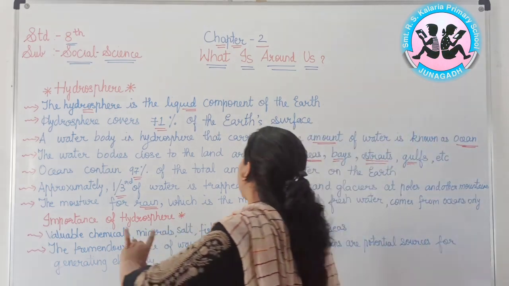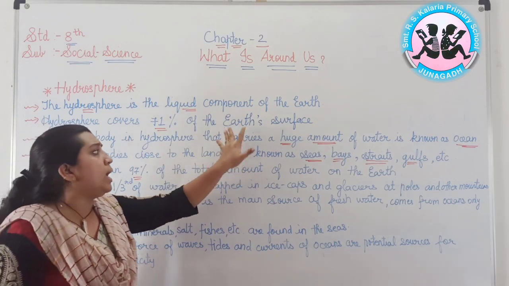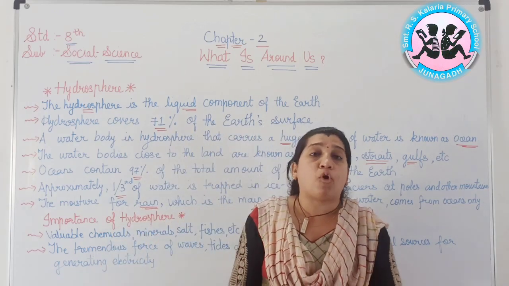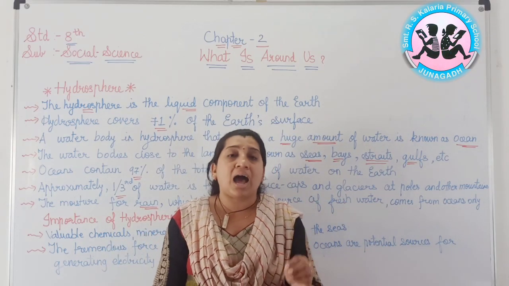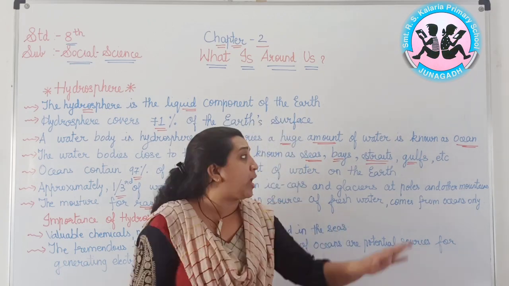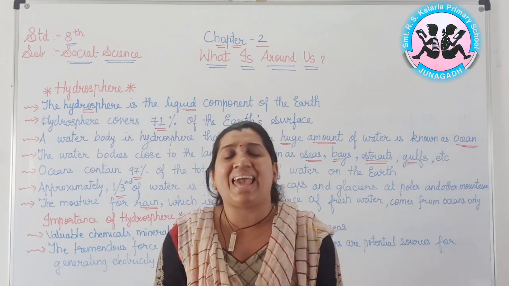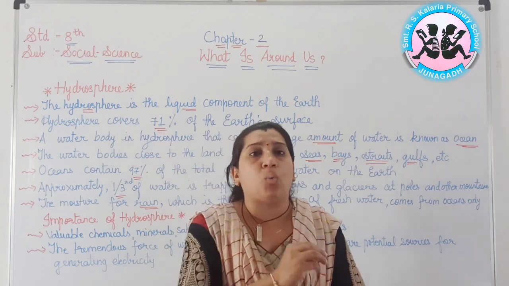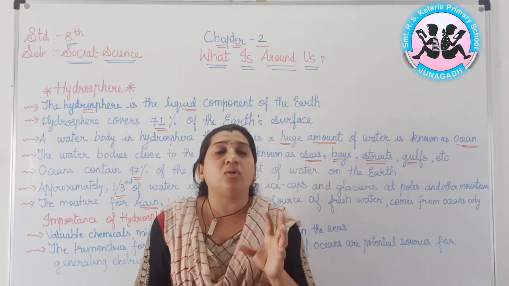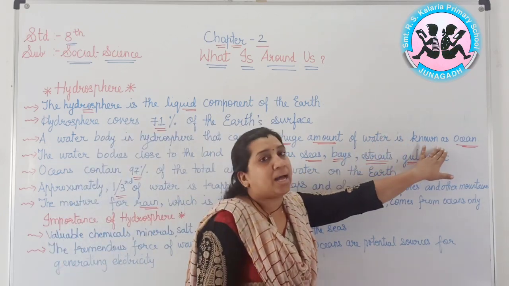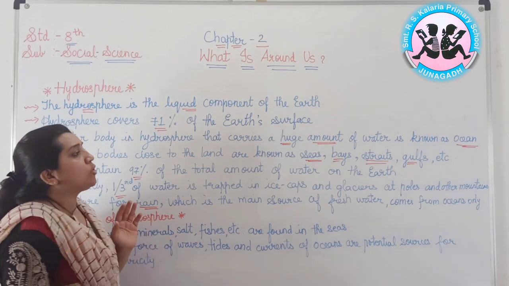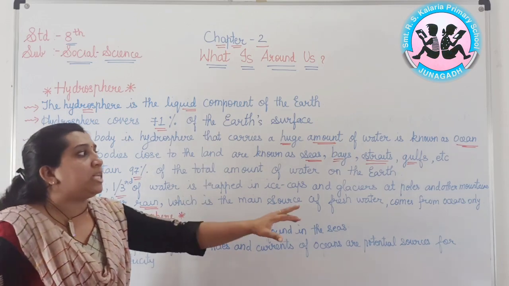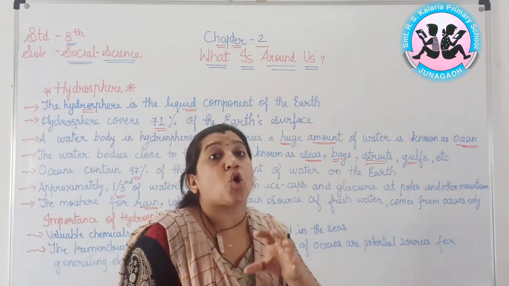A water body in the hydrosphere which carries a huge amount of water is known as an ocean. Now there are a total of 4 oceans on the surface of the Earth: Arctic, Atlantic, Indian and Pacific. All the rivers, ponds, lakes, seas, all the water on the surface of the Earth, from the smallest water body to the largest, all ends at the ocean. So of the 71% water surface area, the huge amount of water is held by the ocean, that is salty water.